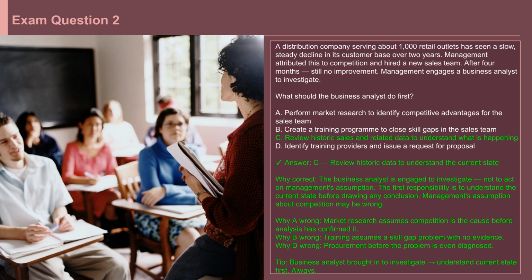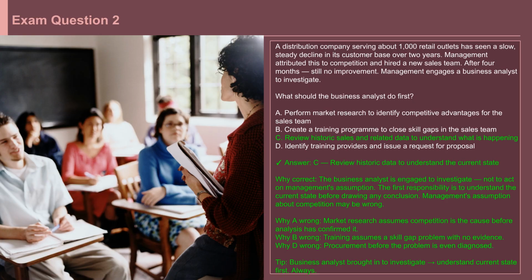The answer is C. Review historic sales and related data to understand what is happening to the customer base. Why C is correct. The business analyst has been engaged to investigate, not to act on management's assumption that competition is the cause. The first responsibility is to understand the current state. Management's assumption may be wrong.